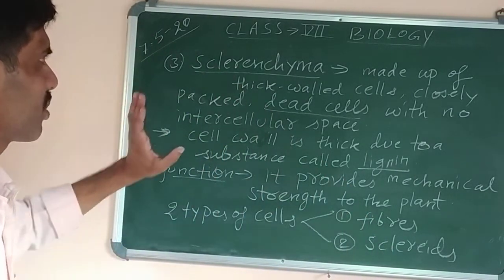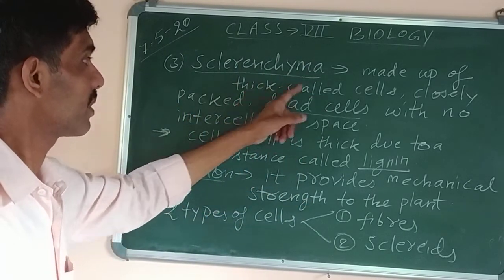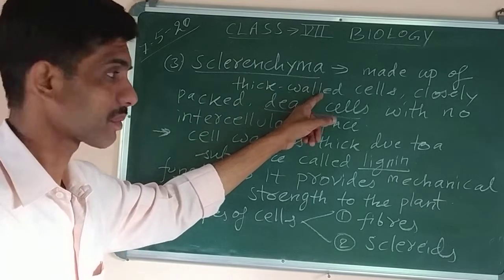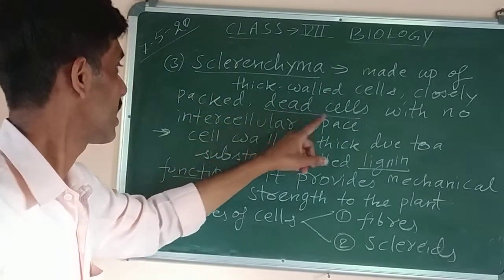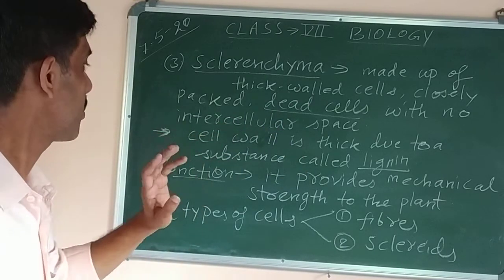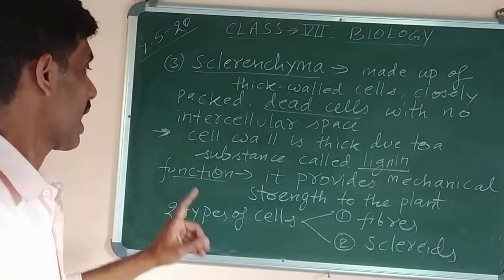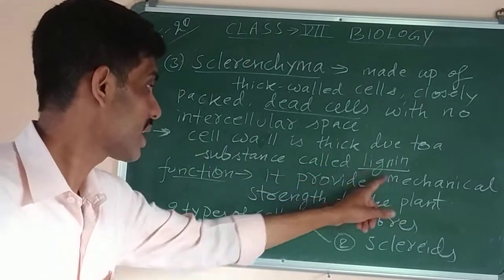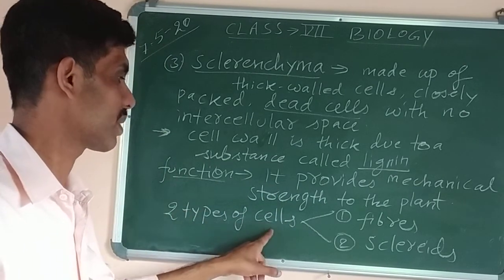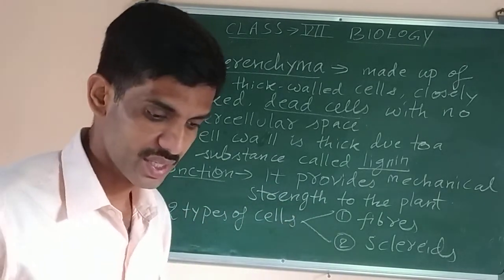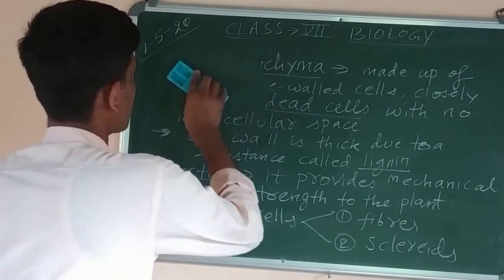So this one, already understood what is sclerenchyma. It is the third type of ground tissue. It is made up of cells which have thick wall, and the cells are closely packed. They are dead because nucleus is absent. They have no intercellular space present between them. The cell wall is thick due to the presence of a substance called lignin. And what is the function? It provides mechanical strength to the plant. And what is it made up of? It is made up of two types of cells. What are they? Fibers and sclerites. Now next we have to study about fibers and then sclerites.